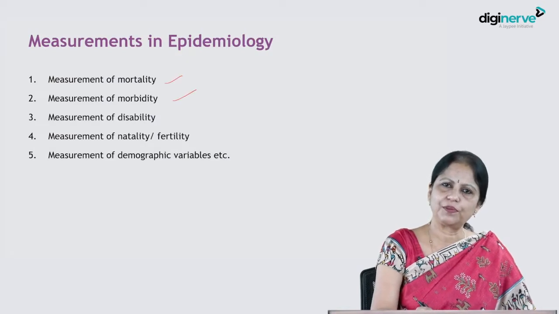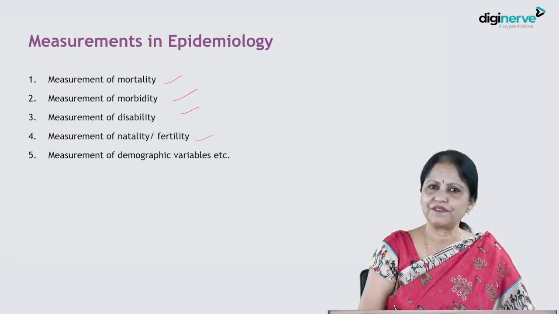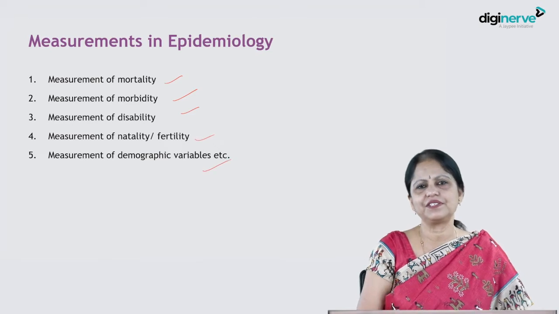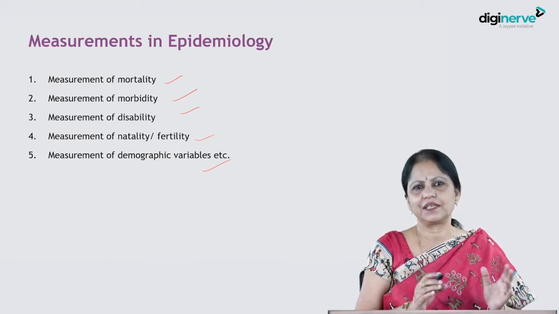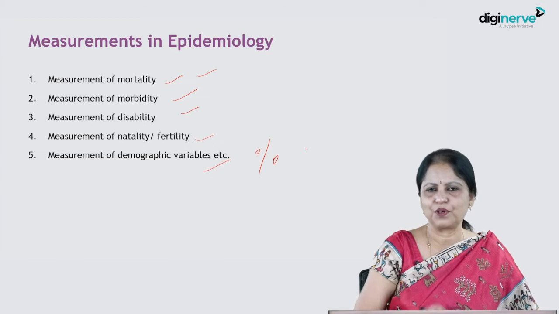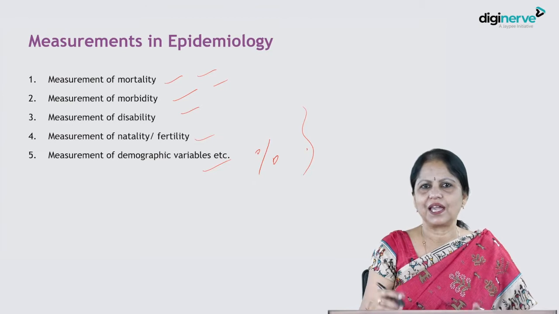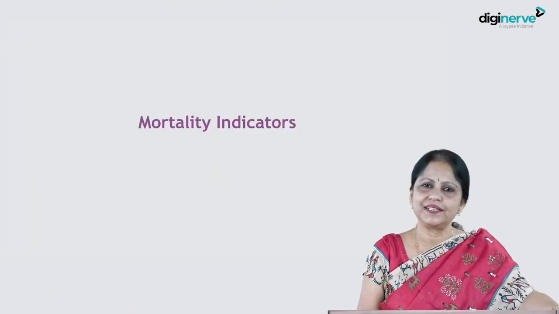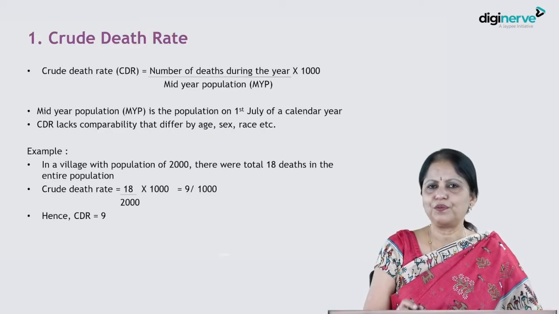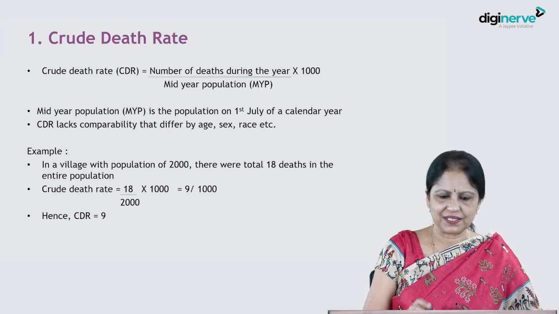Now I start with the various indicators or measurements in epidemiology: mortality, morbidity, disability, natality or fertility, and measurement of various demographic variables like gender, age, etc., which are usually expressed in percentage form. In this session I will discuss mortality and morbidity indicators or measurements. The rest I will discuss as and when they come up in subsequent sessions. Mortality indicators: there are a few, and I will discuss them one by one.